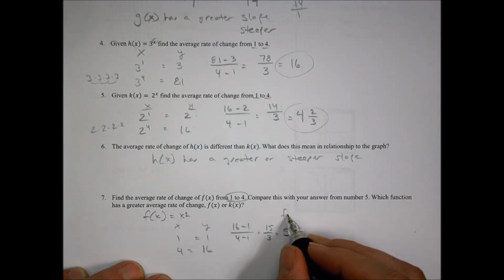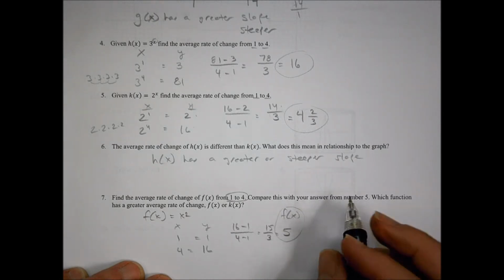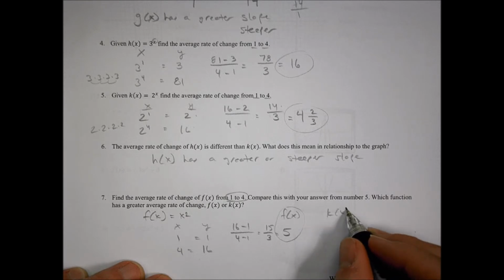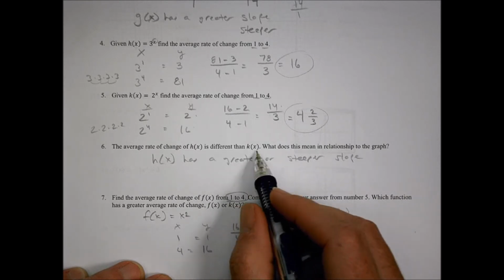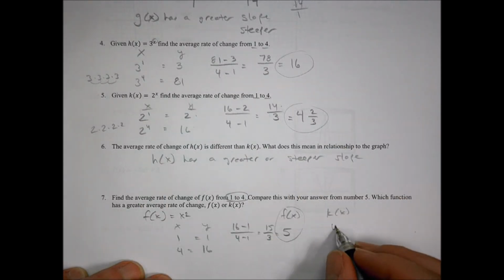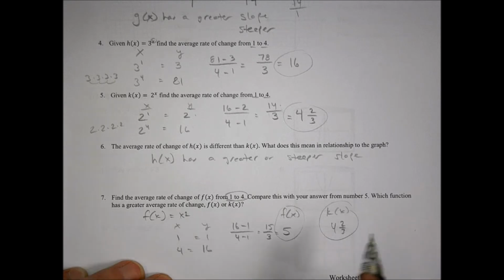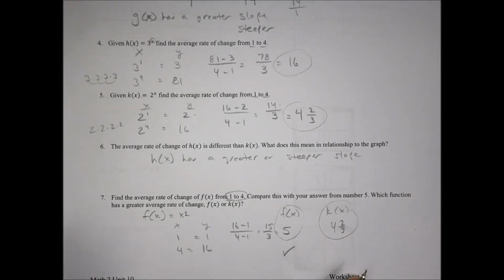So f of x has a slope or a rate of change of 5 compared to k of x, which had a rate of change, k of x, which is right here, of 4 2/3, right? From back up in number 5. So what can we tell the difference there between those ones? We would say that which function has a greater rate of change? We could say f of x has the greater rate of change, but not by much, just a little bit more. 5 is bigger than 4 2/3.